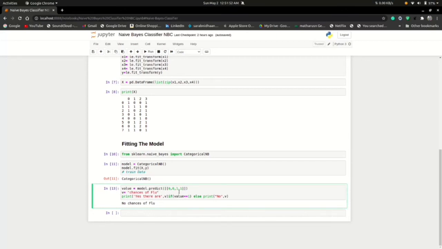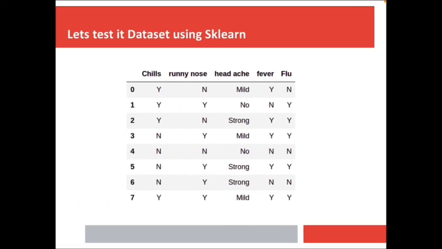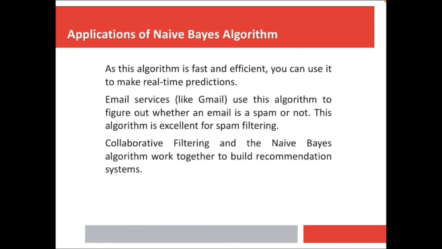So let's go back to the PPT. We just saw the demonstration of this particular data set with sklearn naive Bayes, and we got pretty accurate values. And let's move to the application point of view. Talking about applications, this algorithm is really fast and efficient, so we can use it to make real-time predictions really easily.